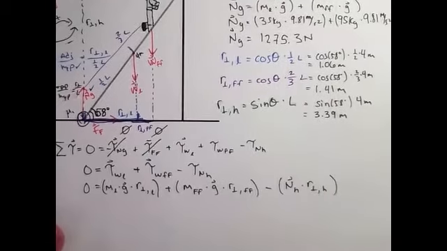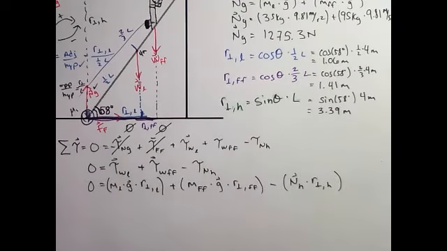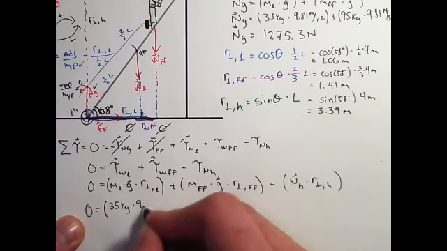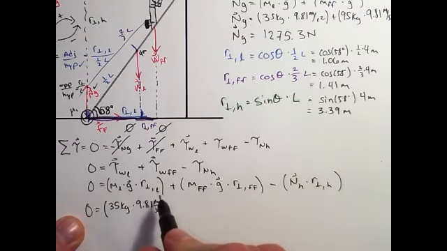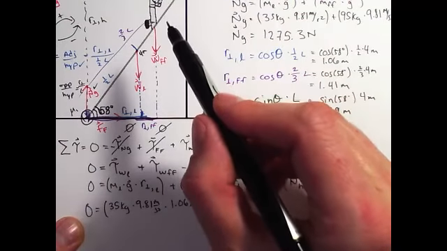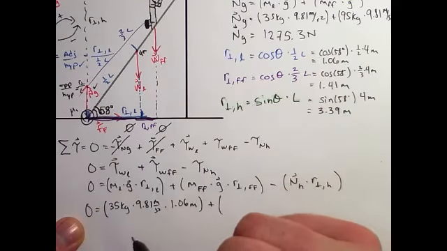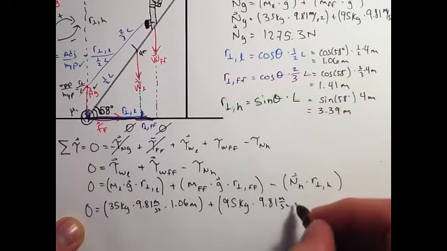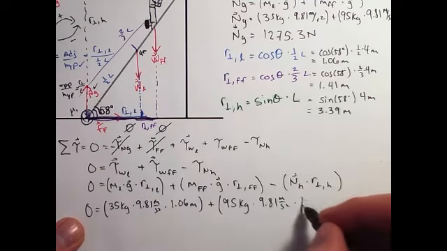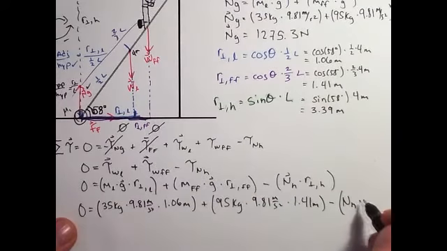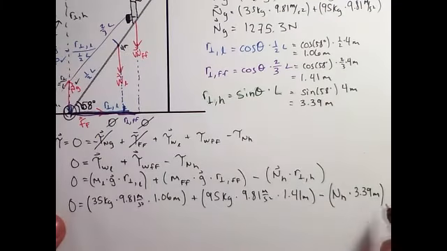We can kind of slide down and start using those numbers and plugging in what we have. So 0 equals the mass of the ladder, 35 kilograms, times 9.81 meters per second squared, times the moment arm for the ladder, so I'm just going to go up and get that, 1.06 meters, plus the mass of the firefighter, 95 kilograms, times 9.81 meters per second squared, times the moment arm, 1.41 meters. Take away the normal force on the house times the moment arm for the house, which is 3.39 meters. I'm going to just close that off.